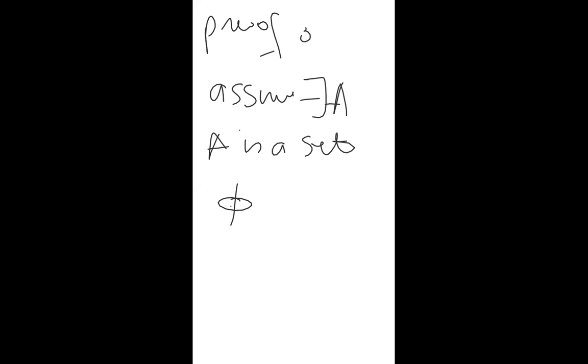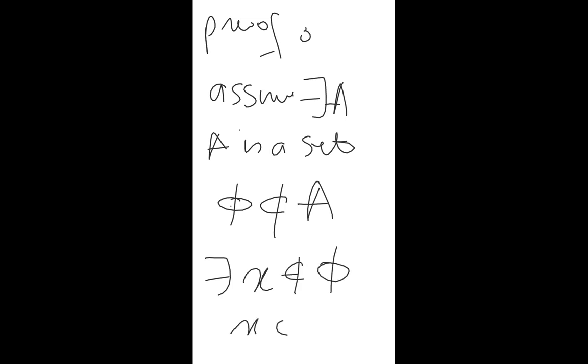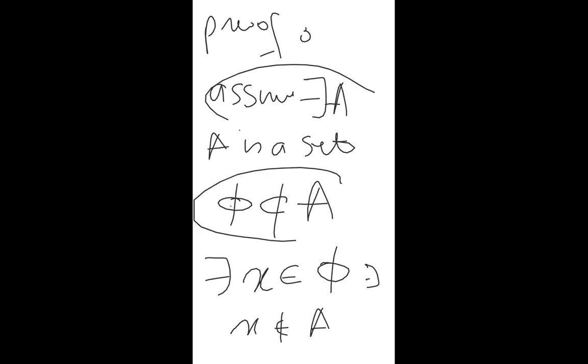If the empty set is not in A, then there exists an x that is in the empty set such that x is not in A, wait, I'm making a lot of mistakes, such that x is not in A, and this statement is wrong. So this assumption is wrong. Then we have for all sets, the empty set is in A. We have the union of the empty set with any set A is the original set.